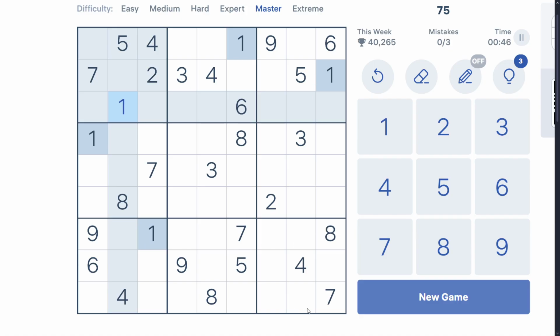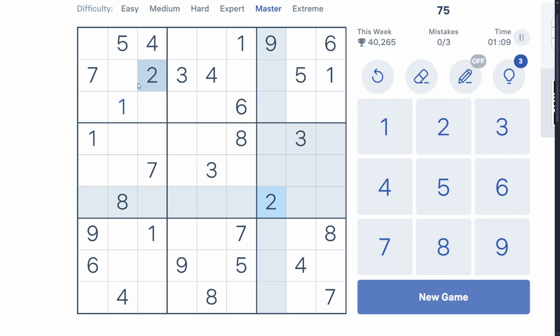This gives 3 possibilities for 1. This gives 3 possibilities too. This gives 2 possibilities, but that's not good enough. This gives 3 possibilities. I think that's it for now. We'll move on to 2.